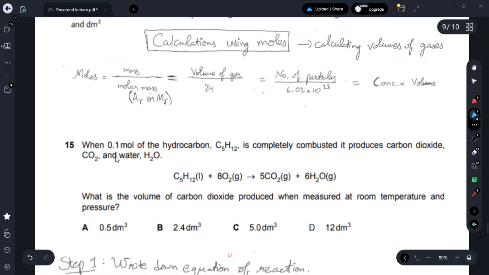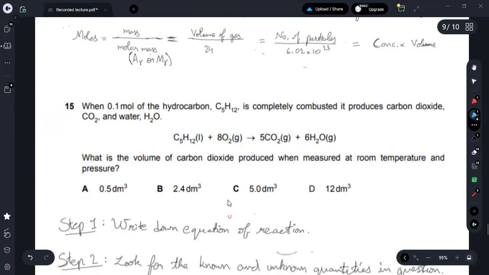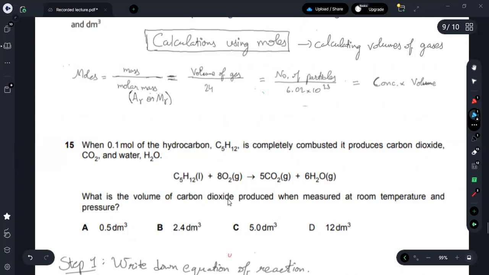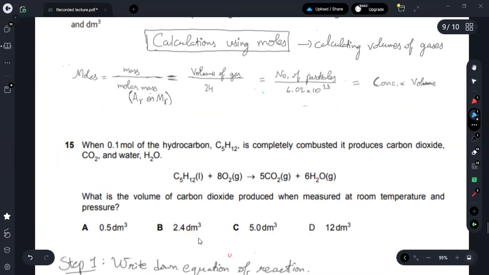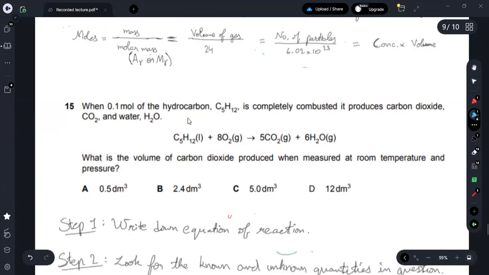So over here, this is given to us: 0.1 mole of a hydrocarbon is combusted, and they are asking what volume of CO2 is produced when this amount of hydrocarbon is combusted, is burned down, measured at RTP, which for 1 mole is 24 dm cube at RTP. So moving on to the steps: step number one, write down the equation of the reaction, which is already given to us in the question.